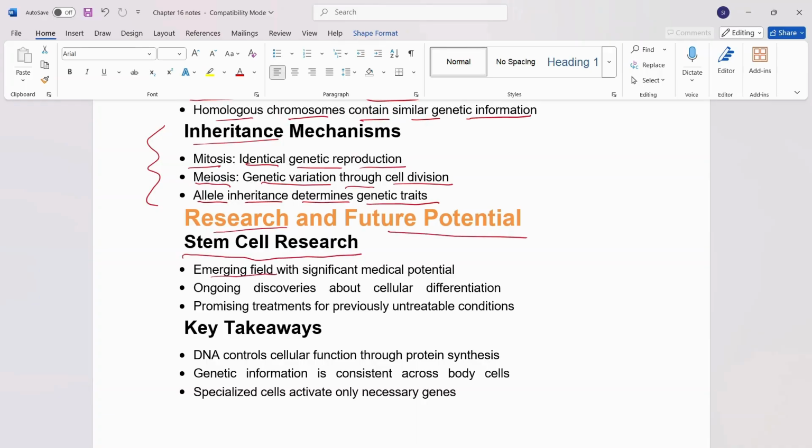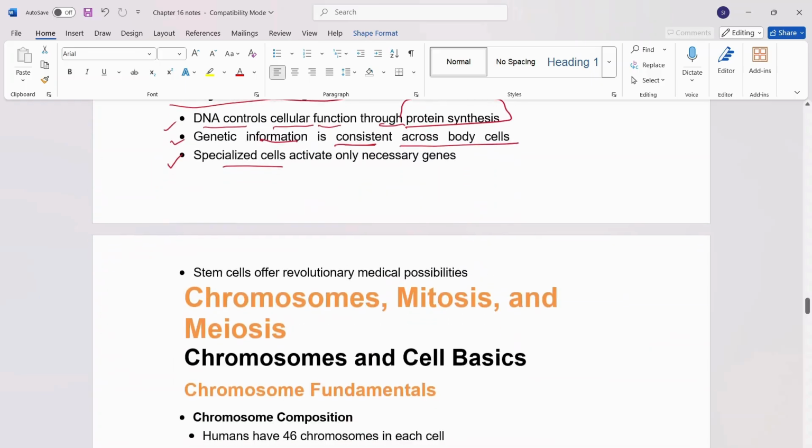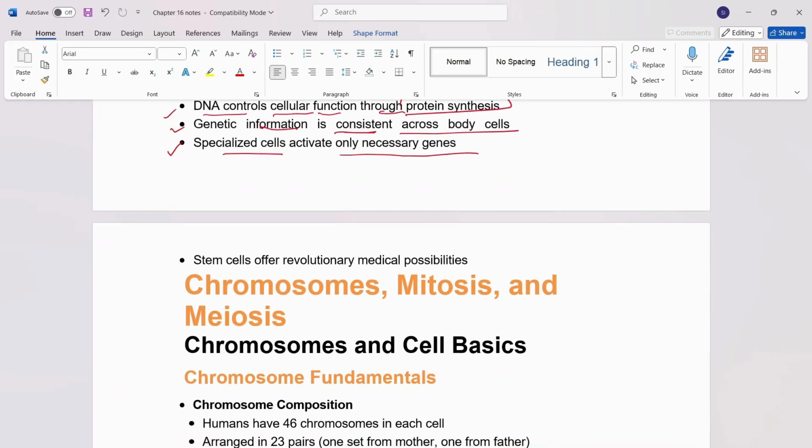It's an emerging field with significant medical potential. There are ongoing discoveries about cellular differentiation, and promising treatments for previously untreatable conditions. So our key takeaways: DNA controls cellular function through protein synthesis. Genetic information is consistent across body cells. Specialized cells activate only necessary genes, and stem cells offer revolutionary medical possibilities.